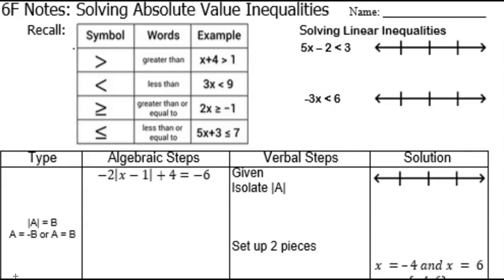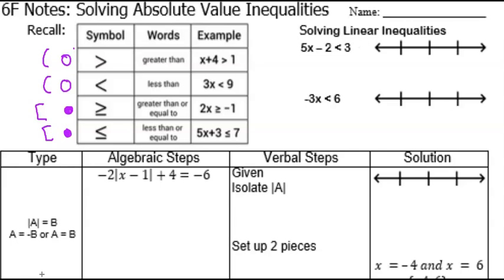Okay, let's recall each of the different inequality symbols. This first symbol is the greater than symbol. This is the less than symbol, greater than or equal to, less than or equal to. For the graph, we'll have open holes for greater than, less than, and parentheses. For greater than or equal to and less than or equal to, we'll have points and brackets.